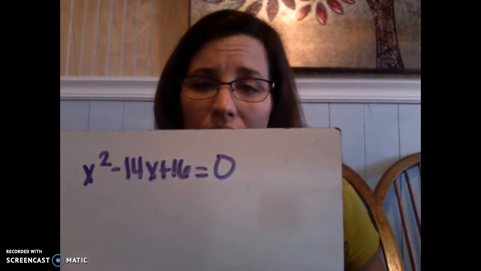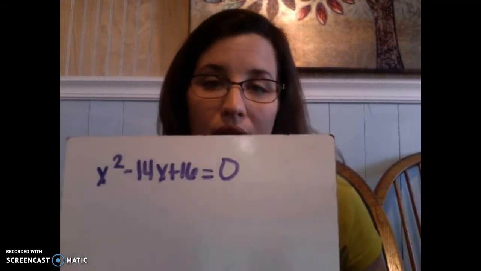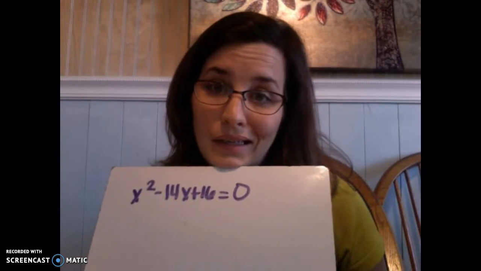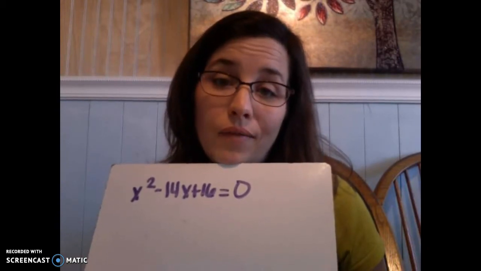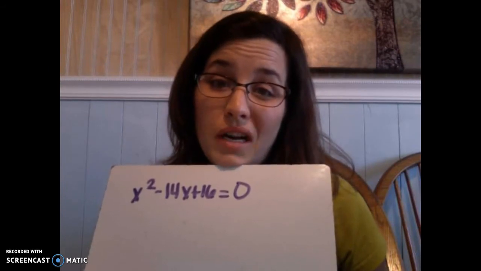And you can't factor that, because what two numbers multiply together to give you positive 16, but when you add, give you negative 14? I got nothing. You get negative 1, negative 16, negative 8, negative 2, negative 4, negative 4. So you want to say, oh, it's not factorable, but there are solutions. So we're just learning a new strategy to get those solutions.